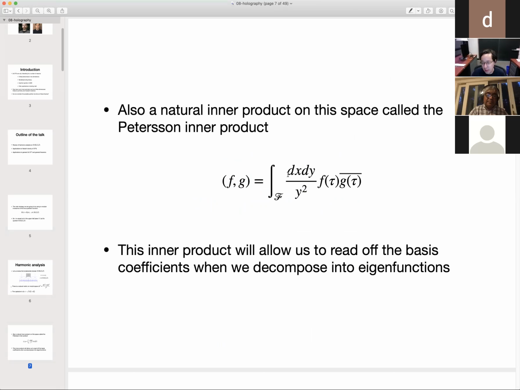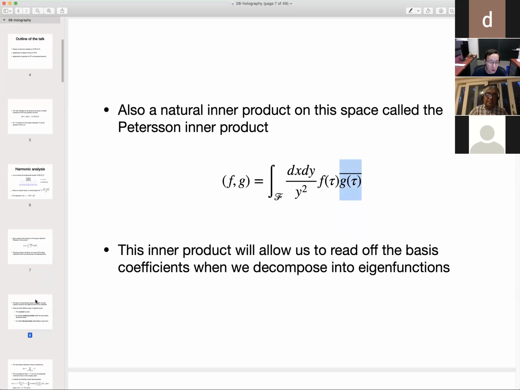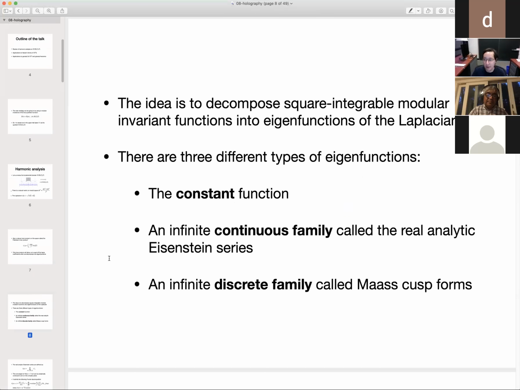Now the measure has this y² factor, but we just integrate the product of the two functions, and we take the complex conjugate of one of them. And so this inner product will allow us to read off the basis coefficients when we decompose into eigenfunctions of this Laplacian. So the idea is the following. Just like in Fourier analysis, we're going to decompose square integrable modular functions into eigenfunctions of the Laplacian on the upper half plane.